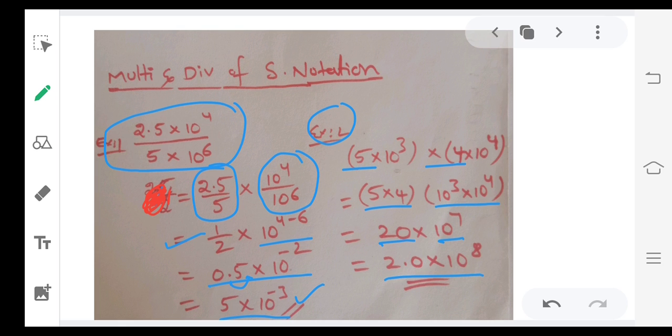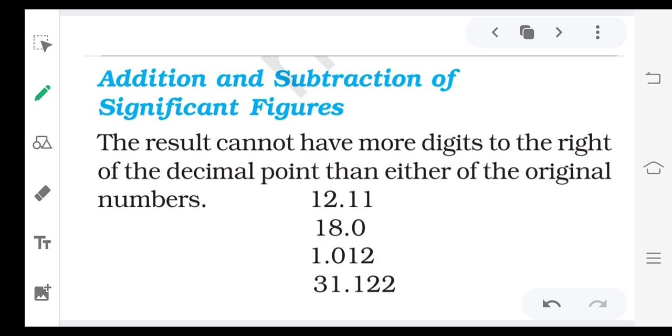So all mathematical operations. Next. So now we have seen mathematical operations on scientific notations. Same mathematical operations on significant figures. Both are different. Don't confuse. These are significant figures. Those are scientific notations.